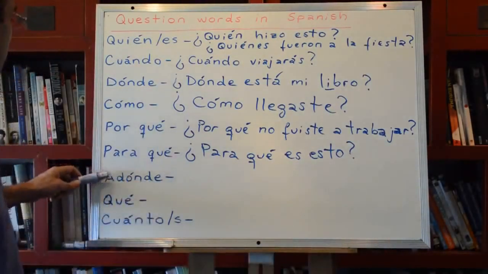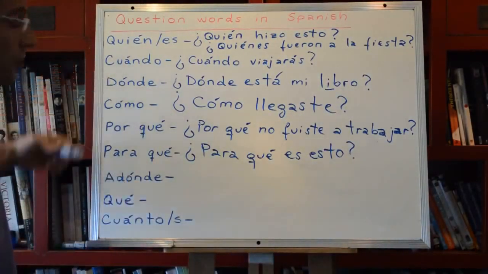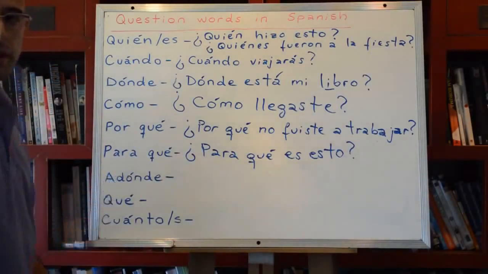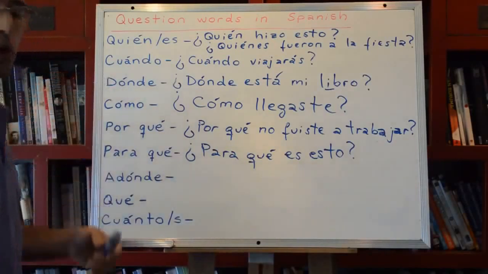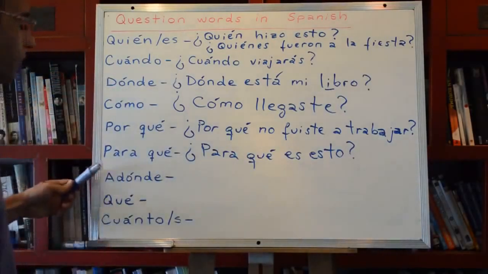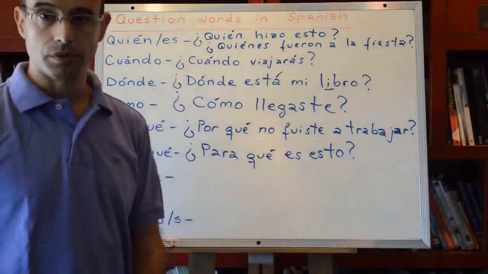What is this for? ¿A dónde? See? ¿A dónde is very similar to dónde. It just carries an A before the D. So, while dónde means where, ¿a dónde means where to?